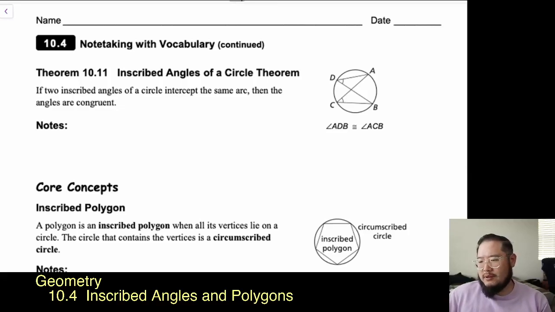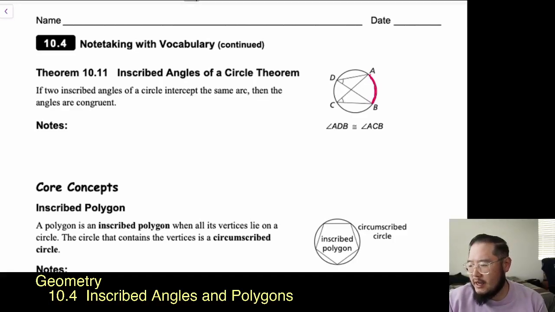Let's take a look at theorem 10.11, the inscribed angles of a circle theorem. I've got two angles here that happen to be congruent. But the key thing here is that they both share the same arc, right? If I take a look, we have this arc right here, arc AB.